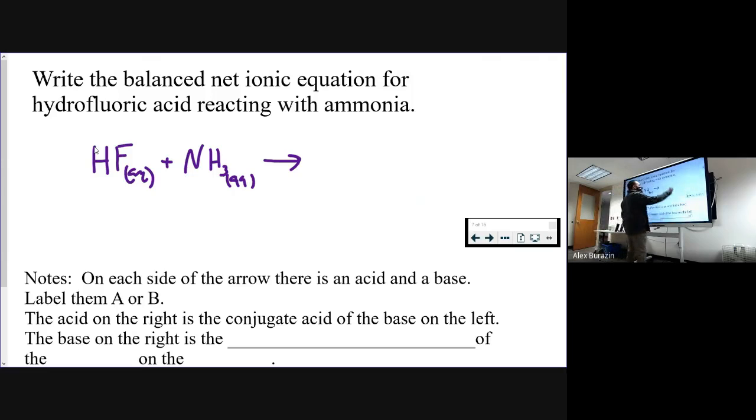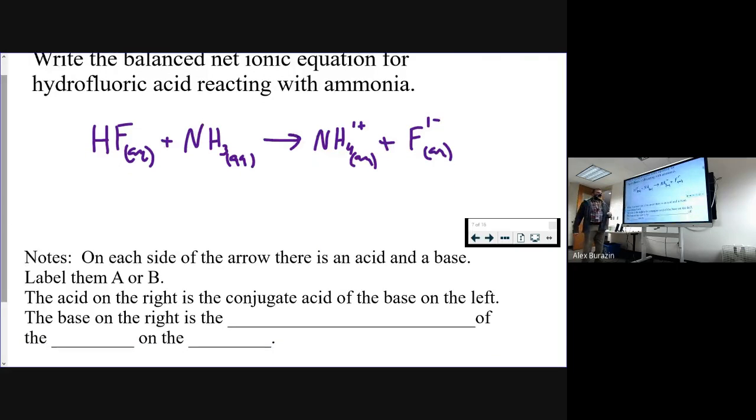You get F1 minus, aka fluoride, and you also get NH4 1+, which is ammonium. The order doesn't really matter. I put it in plus minus just because. All right, but here's what I want to do. On each side of the arrow, there is an acid and there is a base.